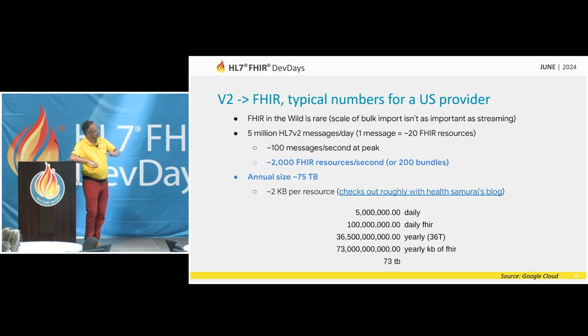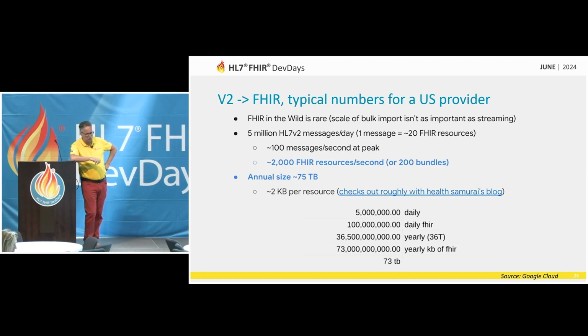Now to show you what size we're talking about, this is from a Google presentation, I think from 2 years back, which was also about translation of version 2 to FHIR. They said for a typical US provider organization, what are we looking at? Well, 5 million HL7 version 2 messages per day. I checked that with some large hospitals in Europe, and they seem to be in the same ballpark. And if you translate that, it's about 2,000 FHIR resources per second.